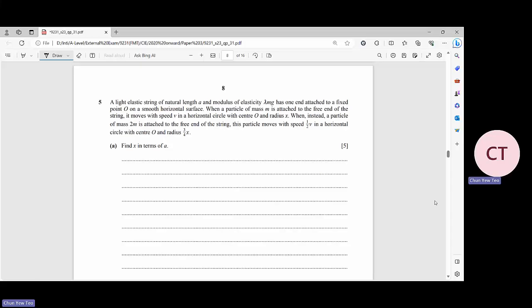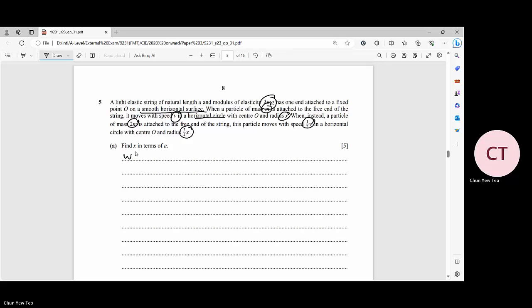Okay, so now we take a look at question number 5. A light elastic string of natural length A and modulus of elasticity lambda mg has one end attached to a fixed point O on a smooth horizontal surface. When the particle of mass m is attached to the free end of this string, it moves with a speed v. Then the radius is x. Move with the horizontal circle with the radius x. When instead the particle of mass 2m is attached to the free end of the string, the particle moves with a speed of half v with the horizontal circle with the center O and the radius is 3 over 4x. Find x in terms of A.